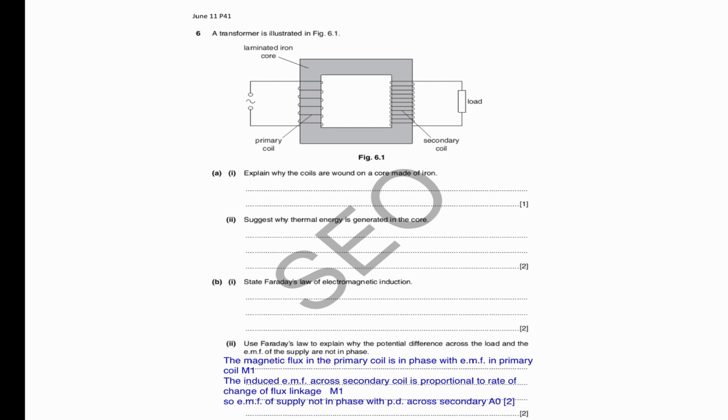So this is how you explain it: the magnetic flux in the primary coil is in phase with the EMF in the primary coil. The induced EMF across the secondary coil is proportional to the rate of change of flux linkage. So the EMF of the supply will not be in phase with the PD across the secondary. Now all these M1 and A0 are your marking scheme codes, so you don't have to copy them.